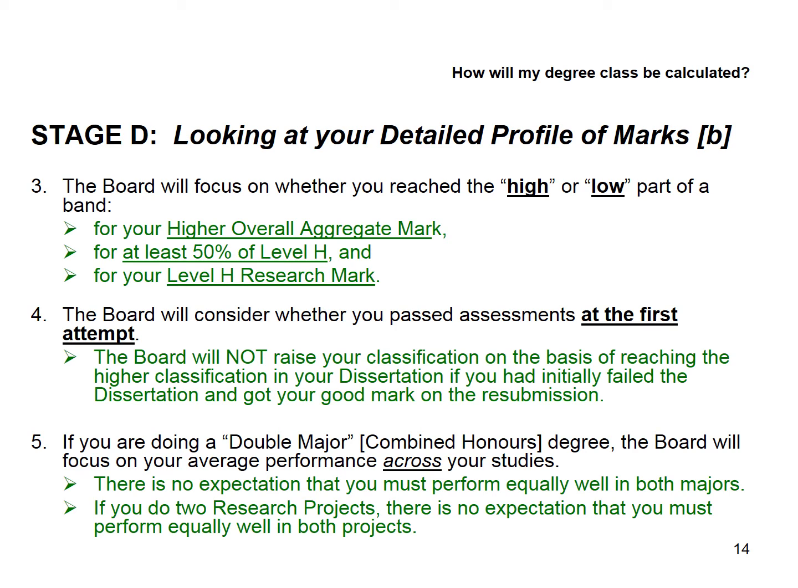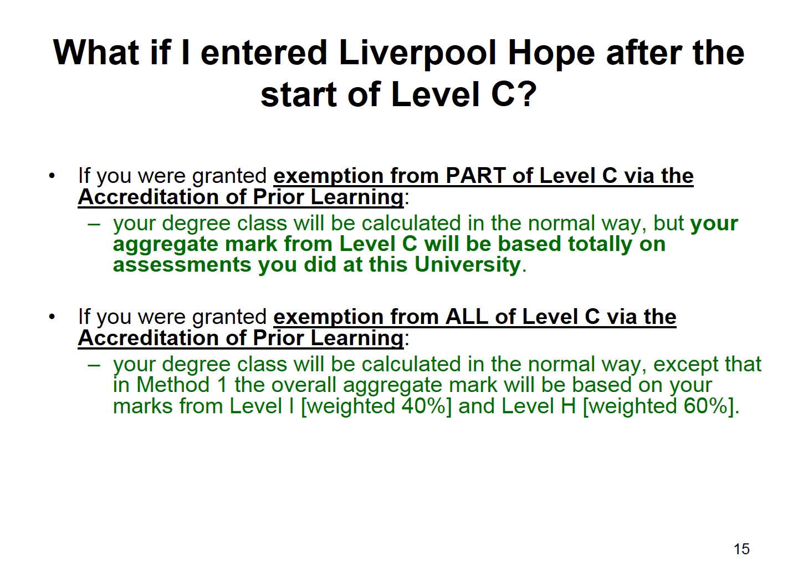Fifthly, I wanted to emphasize that if you are doing a double major degree or a combined honours degree where you have 2 subjects, the board will focus on your average performance across your studies. There is no expectation that you must perform equally well in both majors, and if you do 2 research projects, there is no expectation that you must perform equally well in both projects. So that's the degree classification procedures in a nutshell.